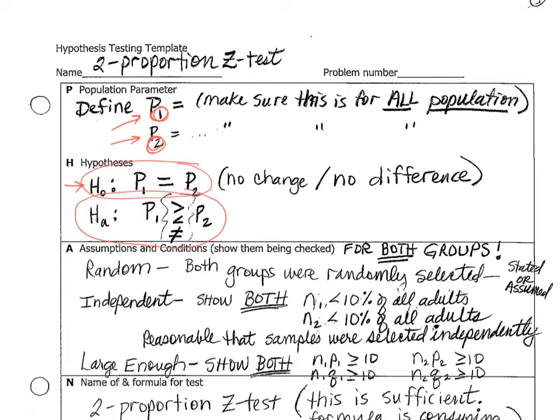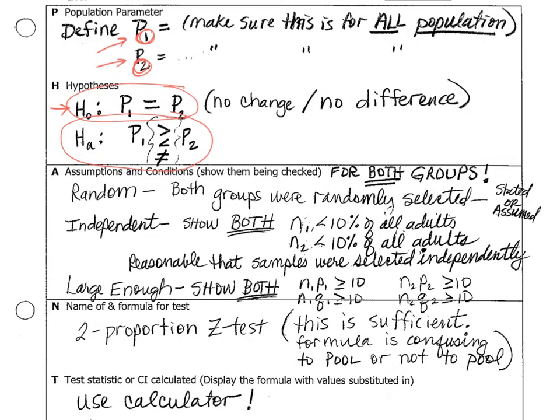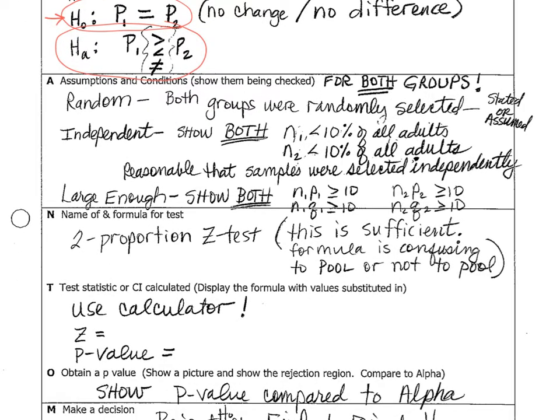Okay, and so then that's how you do the alternative statement. So look, here's your random for both. We want to talk about them being randomly selected or randomly assigned, and we'll talk about that today when we do our first real problem. Randomly selected or randomly assigned. You do have to see we're using both n's, n for the first group and n for the second group. It says all adults. I meant like is less than 10% of population 1, whatever that is. And then this one is less than 10% of population 2.